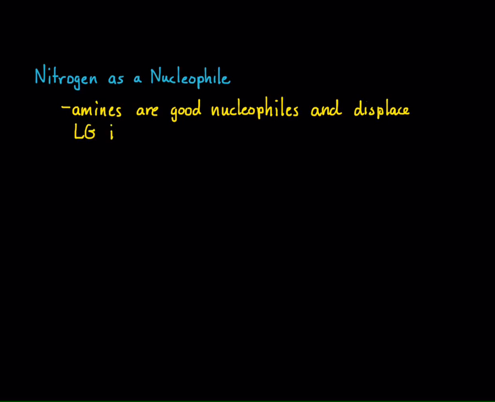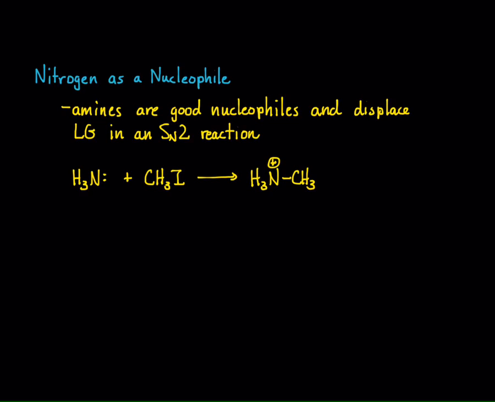The next atom I want to take a look at is nitrogen. Nitrogen being used as a nucleophile. And we see that amines are good nucleophiles, and they can displace a leaving group in an SN2 reaction. So I can use ammonia, and I can react it with methyl iodide, SN2 reaction, and what do I get there? I get an ammonium salt. So H3N CH3, so the nitrogen has a positive charge.